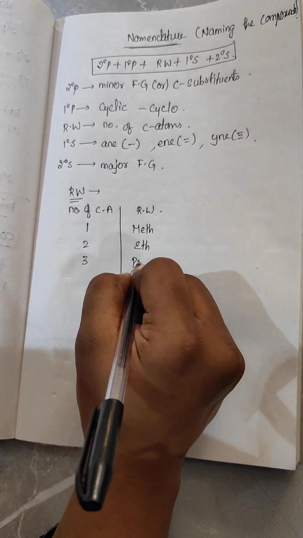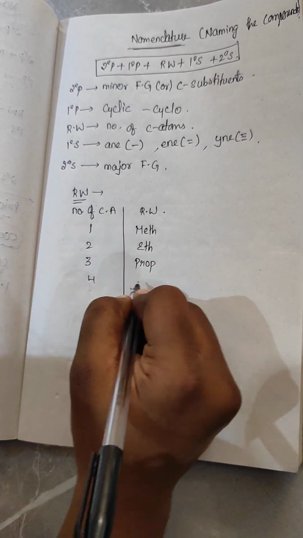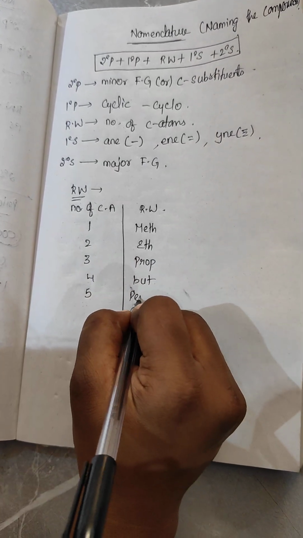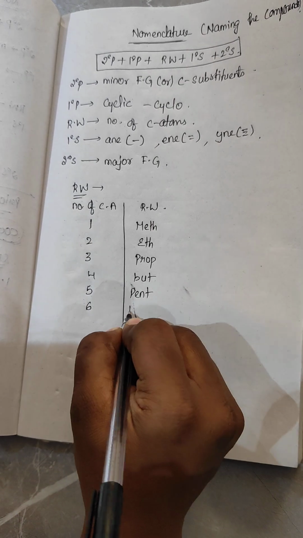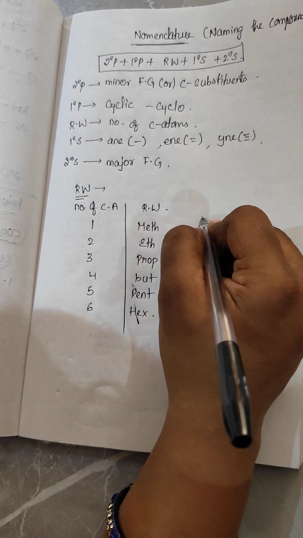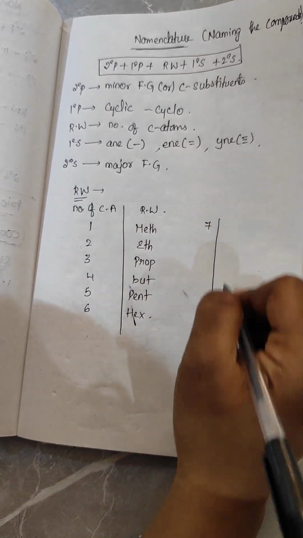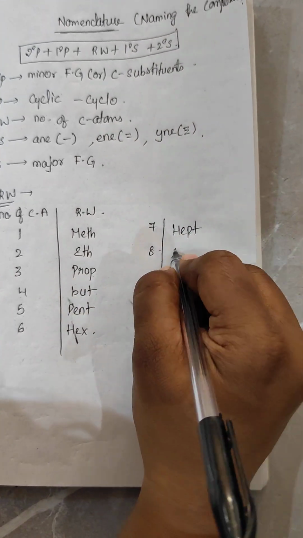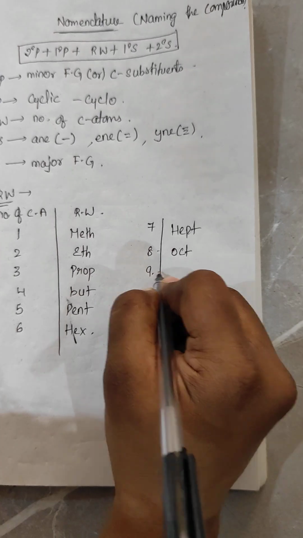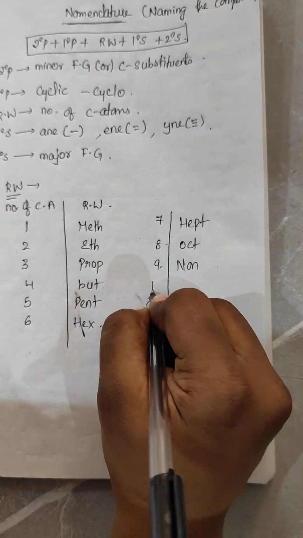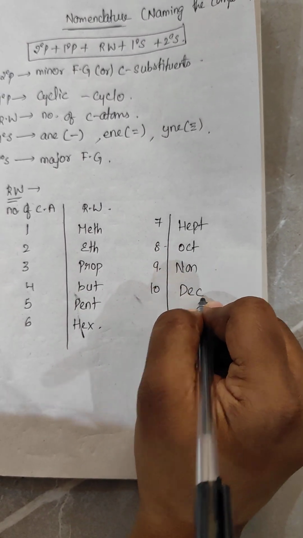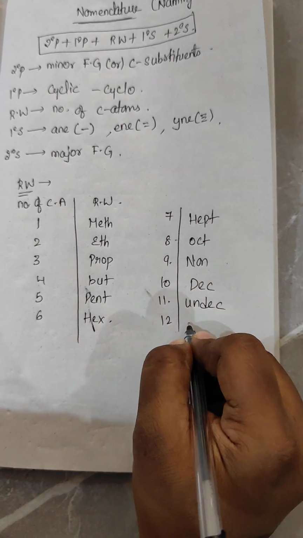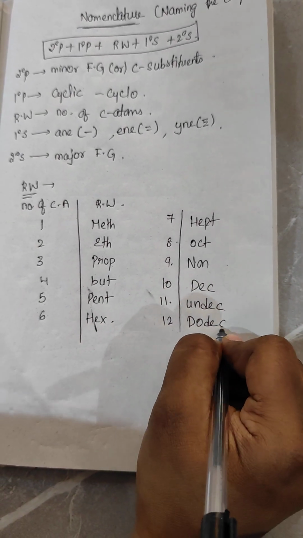3 carbons, prop. 4 carbons, but. 5 carbons, pent. 6 carbons, hex. If it is 7 carbon atoms, then it is known as hepta. 8 carbon atoms, octa. 9 carbon atoms, non. 10 carbon atoms, dec. If it is 11, then it is undec, and 12 it is dodec. So these are the particular root words.